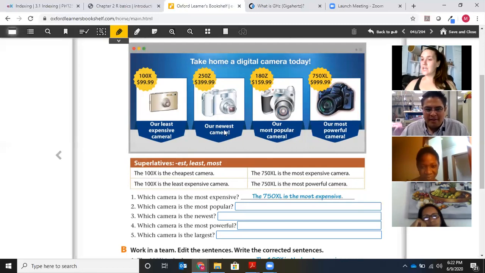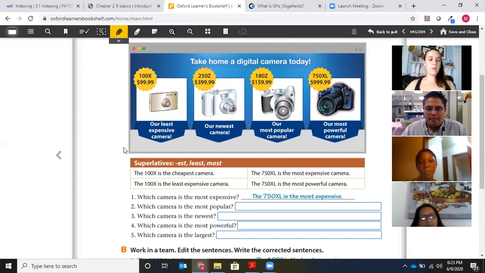Even though this isn't an ER, it's an EST, because it's the most. We still add it to the end versus adding the superlative to the front, right? So our newest camera versus our most new camera. Does that make sense? Okay. So this one would be our most popular camera versus our popularist camera.